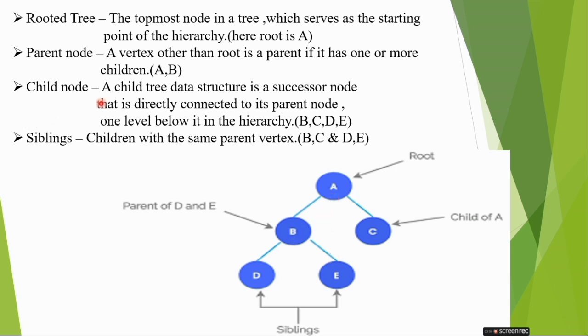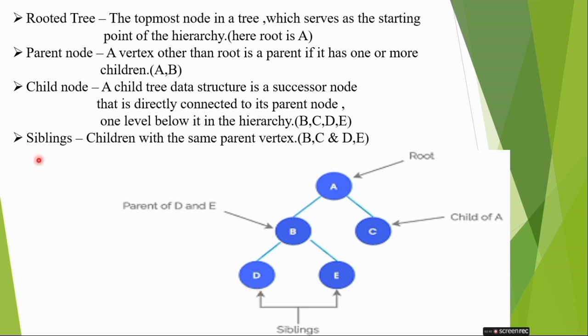Next is child node. A child node in a tree data structure is a successor node that is directly connected to its parent node, one level below it in the hierarchy. Means a child node is nothing but a successor node. Successor means what? After the parent node. Child node comes through the parent node, one level below it in the hierarchy. So here B and C are the children of A. D and E are the children of B. So here what are the child nodes? B, C, D and E.